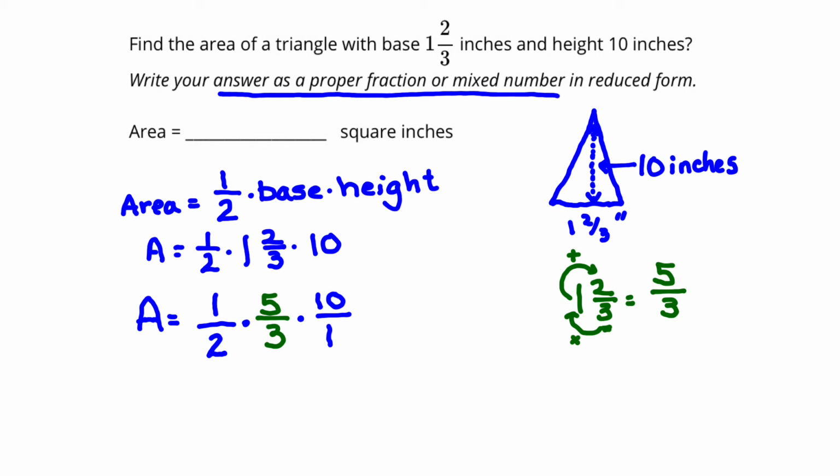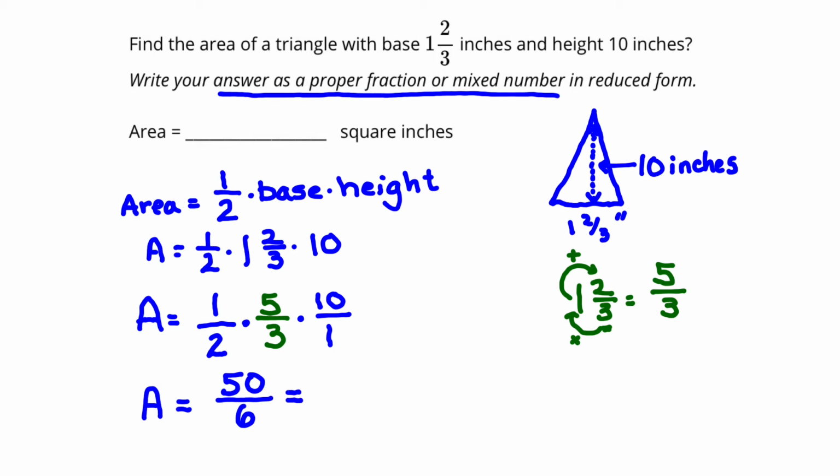Our last step is to recall that when you multiply fractions, we multiply numerators, and then we multiply denominators. So let's multiply across. 1 times 5 is 5, times 10 is 50, so I have 50 in my numerator, and 2 times 3 is 6, and 6 times 1 is 6, so I have 6 in my denominator. What I have now is an improper fraction, where my numerator is bigger than my denominator. Moreover, I notice that I can actually go ahead and reduce this fraction, and I like to reduce things.